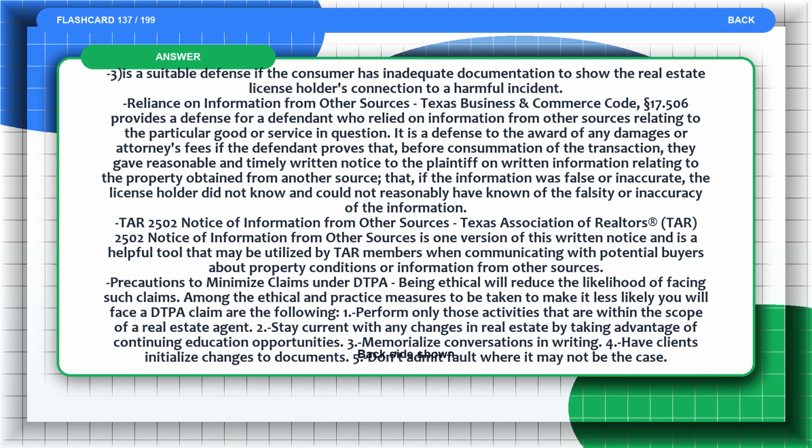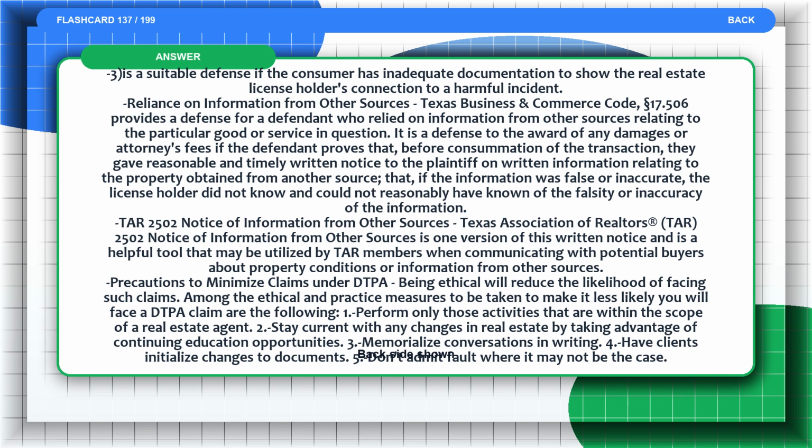TAR 2502 Notice of Information from Other Sources. Texas Association of Realtors TAR 2502 Notice of Information from Other Sources is one version of this written notice, and is a helpful tool that may be utilized by TAR members when communicating with potential buyers about property conditions or information from other sources.